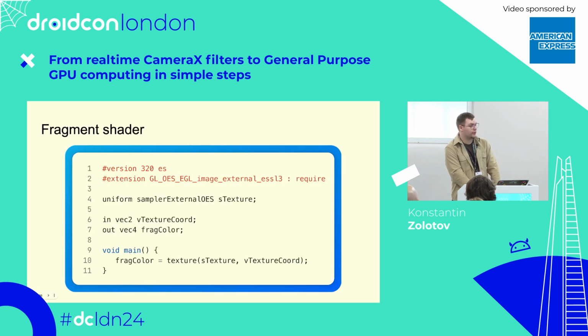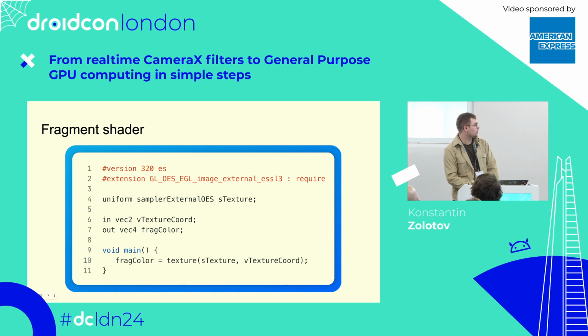So this is how the basic fragment shader looks like, and let's dive deeper into what happens here. The first lines are directives. Line 1 says that we want to use version 3.2 of GLES. And line 2 says that we want to use an extension called image external ESSL3. It's basically an extension that makes camera images look like regular images for the language. So you can use camera images exactly as normal images that are loaded.